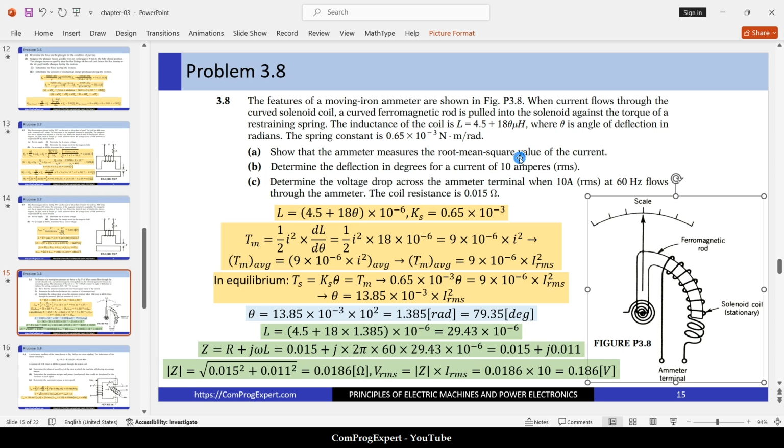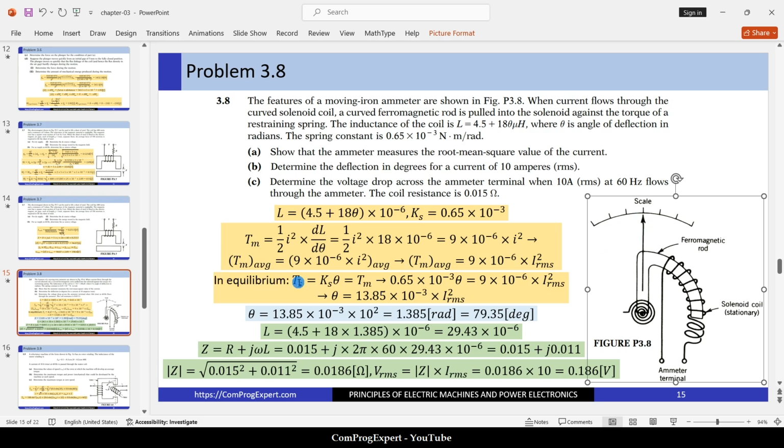In equilibrium condition, how much is the value of theta? So the part B, determine the deflection in degrees for a current of 10 amperes. When the value of the current is 10 amperes, the RMS value, right? We don't know what is the waveform of the current. Is it DC, AC, or arbitrary waveform? The RMS value of the current is 10. How much is the angle of the deflection here for this arrow?